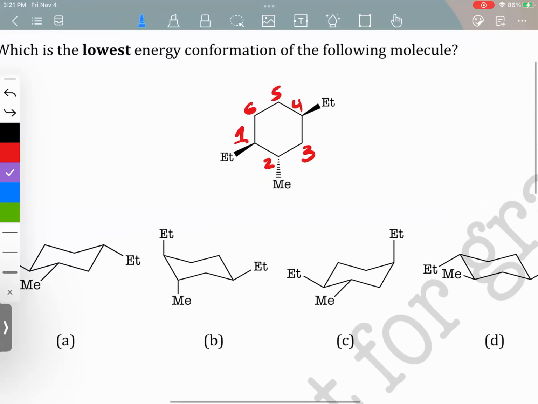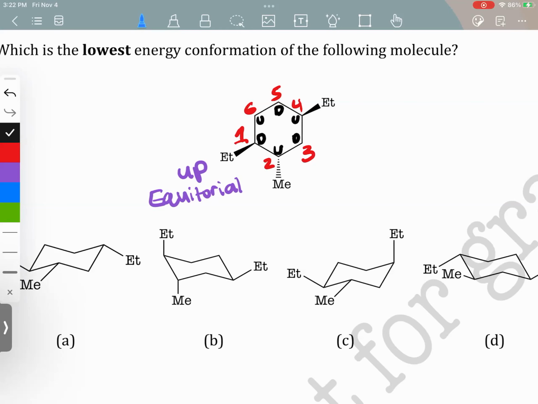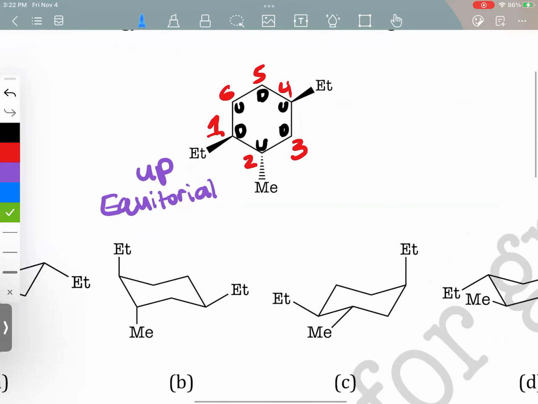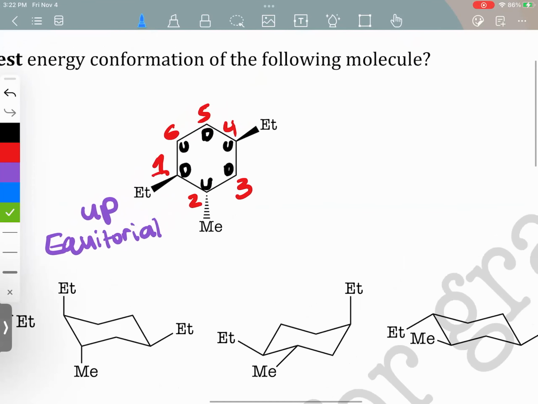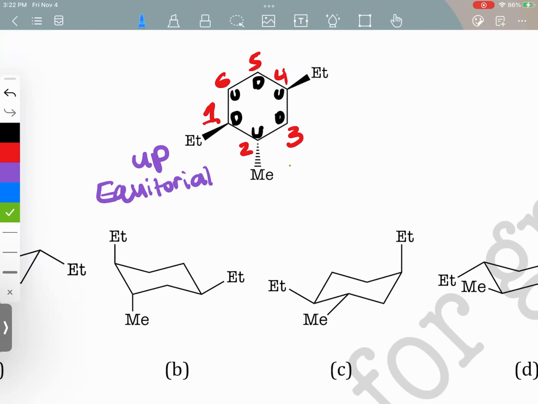So it's going up, it's on a wedge, so you want it up equatorial. We put it on a down carbon, just like that. That means the rest follows it. Up, down, up, down. This is up. The methyl is on a dash, so that means it's going down. And it's on an up carbon. So what position is it going to be on? Equatorial.